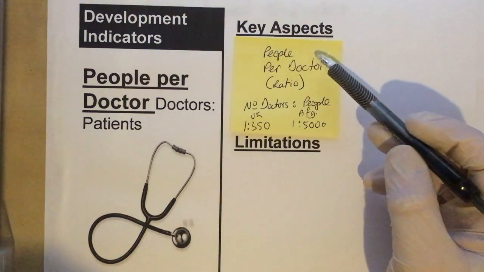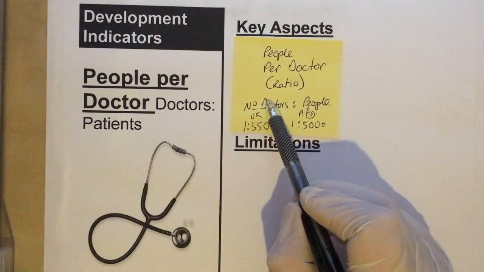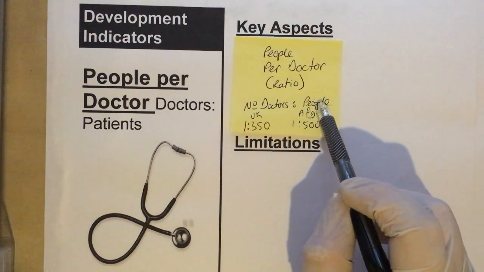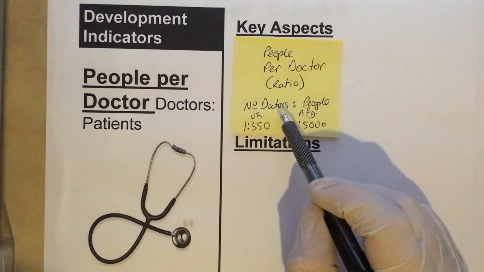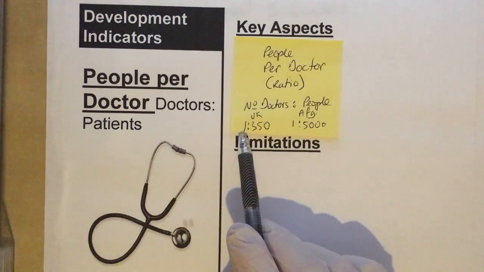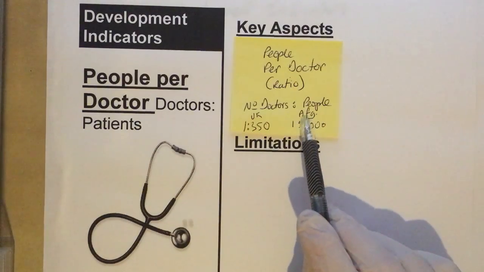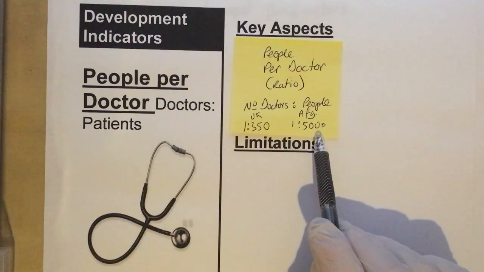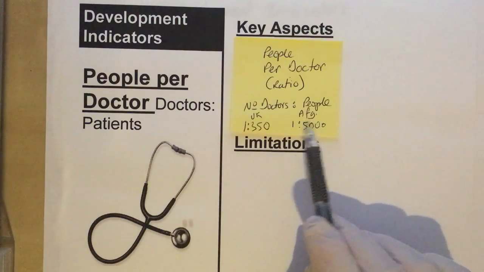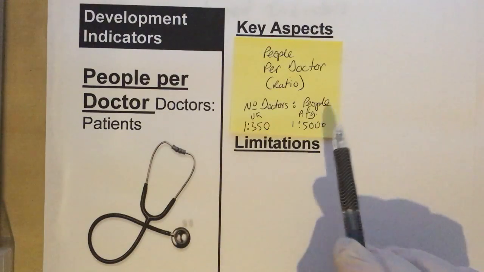The key aspects about people per doctor are that it's worked out as a ratio. It's the number of doctors against how many people they treat on average. So for example, let's take the UK. Every doctor in the UK treats on average 350 patients. In Afghanistan, every doctor treats on average about 5,000 patients. So you can see there's a big difference in the development of the healthcare in that country.